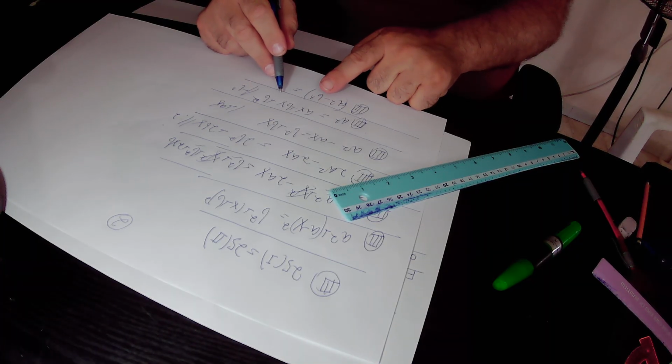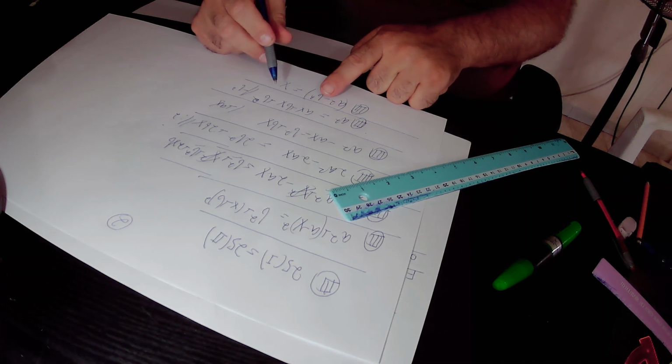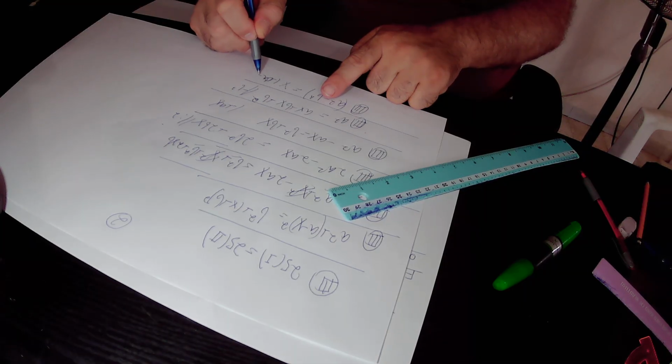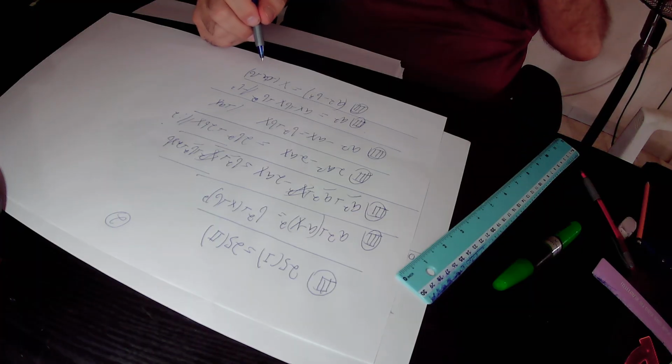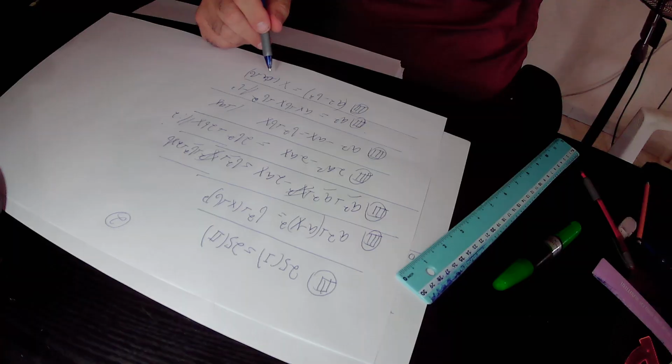We take x as a common factor from those two expressions, so inside the brackets we are left with a plus b. So in total, according to equation 3, we found out that a squared minus b squared equals x times a plus b.